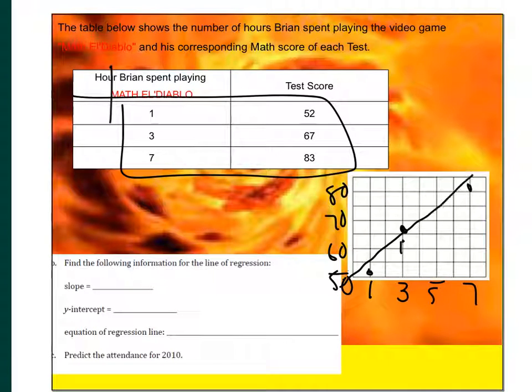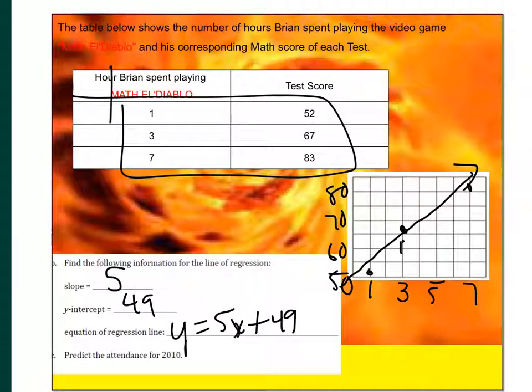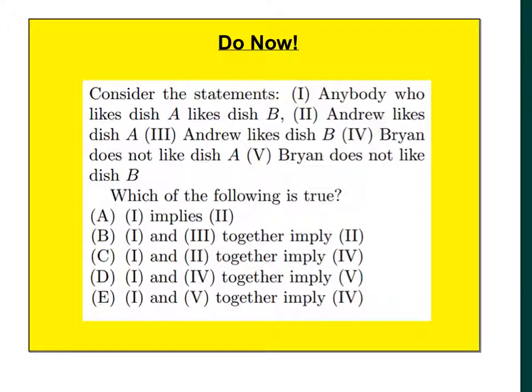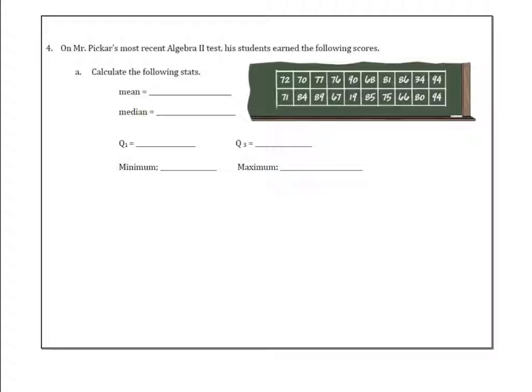So that's going to be right up here. So if I draw that line, and again, I'm using the calculator. If you don't want to use a calculator, that's fine. Do your best with what they're giving you. So if I calculate this, I get a slope of 5 and a y-intercept of 49. So it's going to be y equals 5x plus 49. So forget about the attendance for 2010. That's going to be what it's going to look like. So don't worry about this.